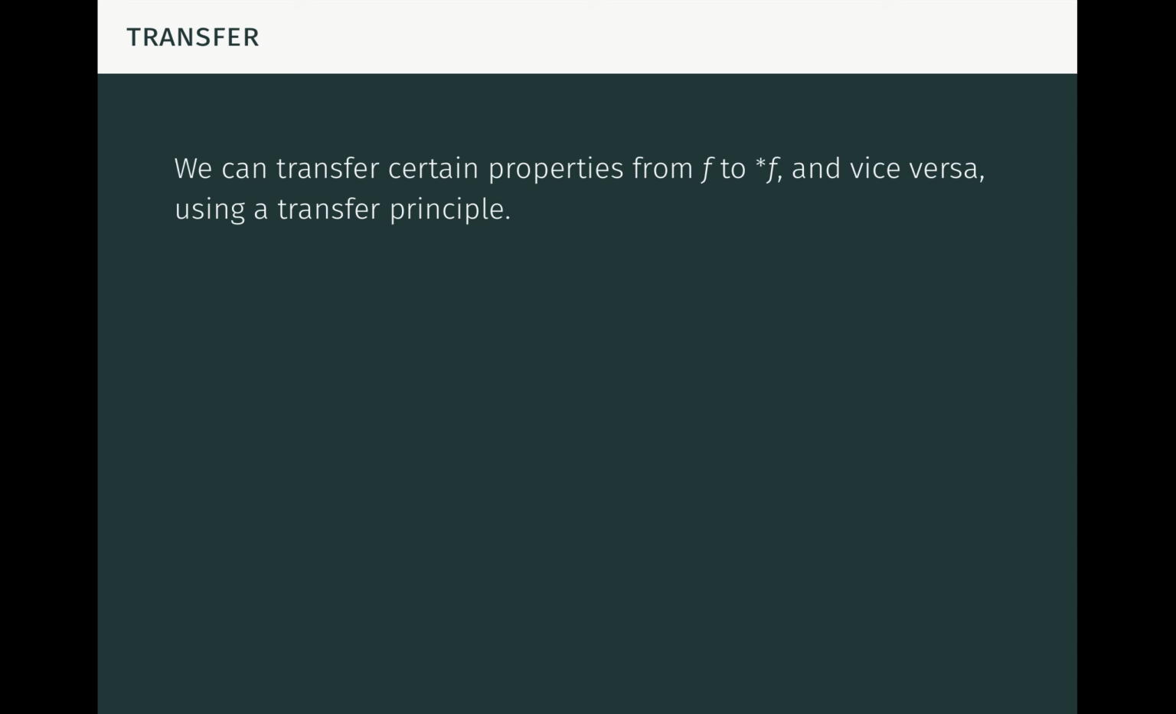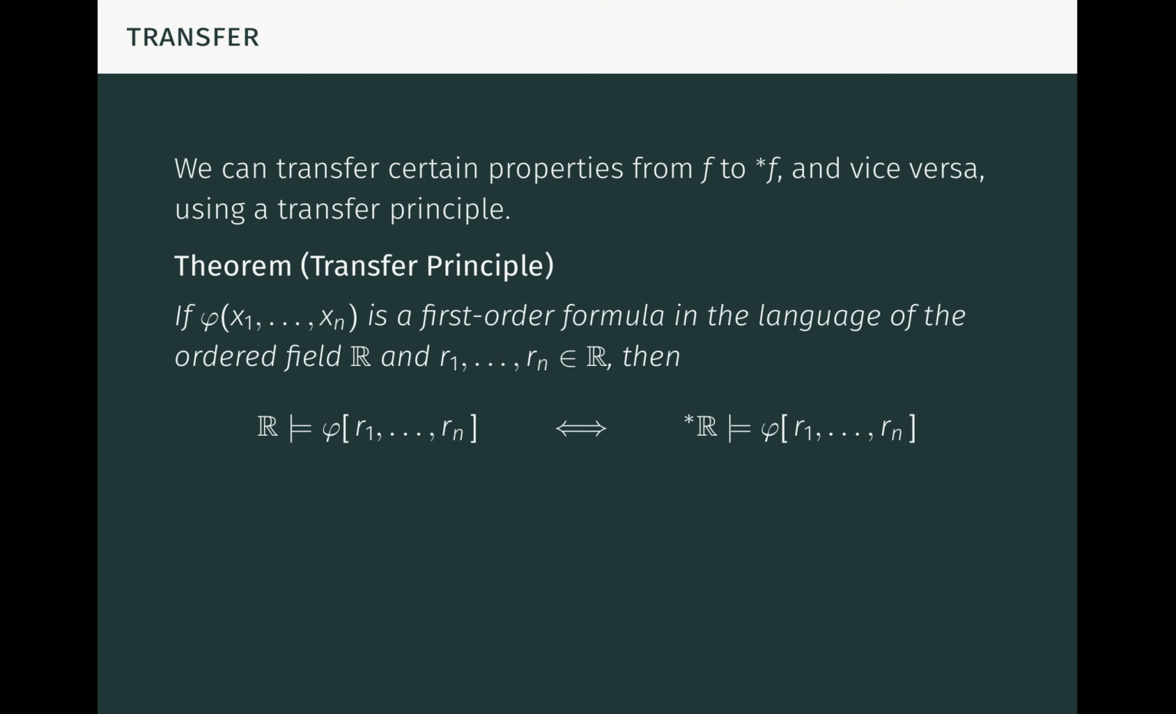Now, one of the most important things about the hyperreals is that we can transfer certain properties from f to *f and vice versa using a transfer principle. This is the transfer principle. If phi with free variables x_1 to x_n is a first-order formula in the language of the ordered field R, and r_1 to r_n are fixed real numbers, then R satisfies phi with r_1 to r_n substituted for x_1 to x_n if and only if *R satisfies it also. This means that any first-order statement that's true of the real numbers is also true in *R and vice versa. This is an extremely powerful tool when working with the hyperreals.